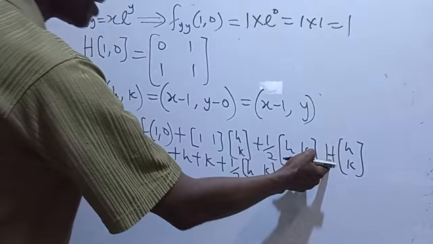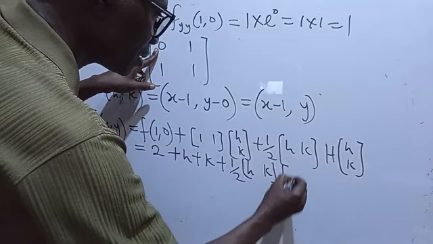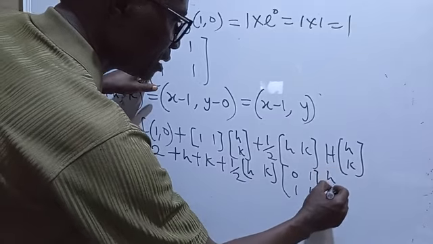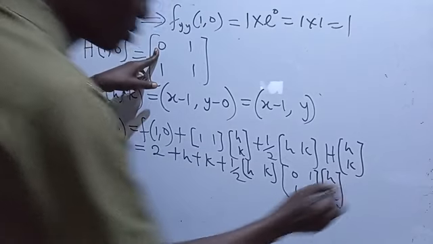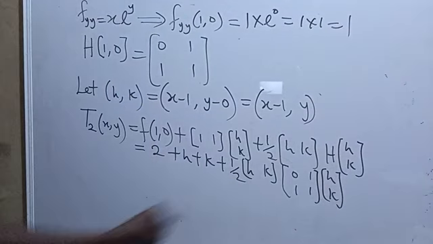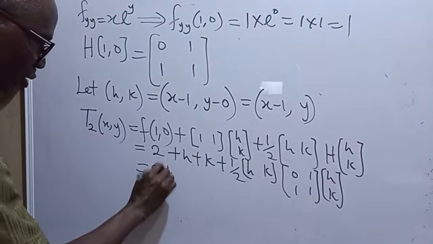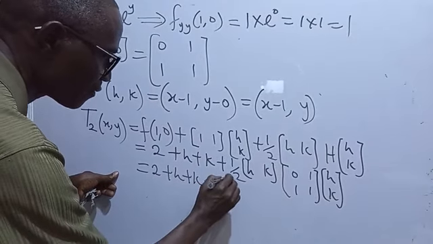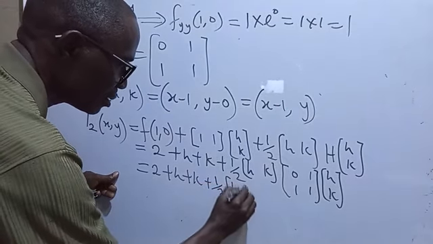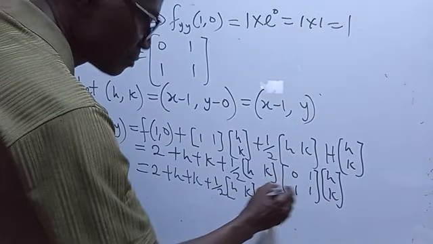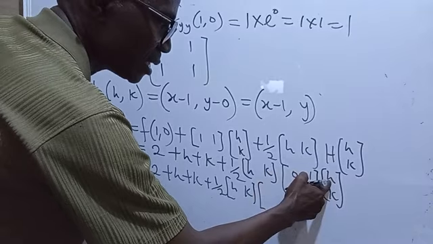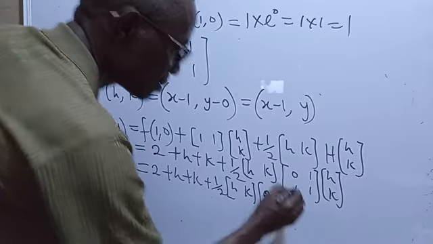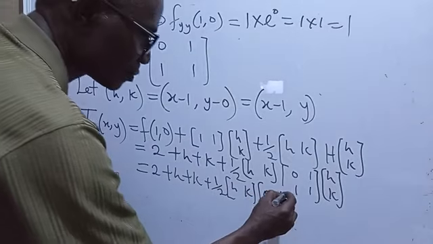Now our Hessian matrix is what? Hessian matrix 1, 0, 1, 1. Oh yeah, we are going to find this out before we multiply by this. So we have 2 plus h plus k plus now half of hk. Okay, it's a matrix. Then let's take this: 0 times h, 0, plus 1 times k, k. That settles that.